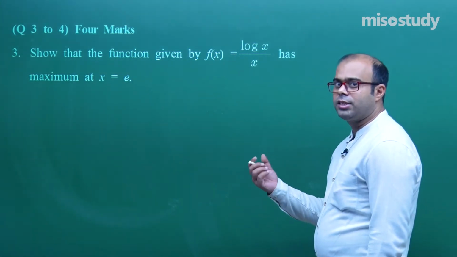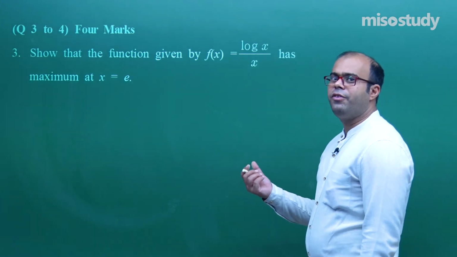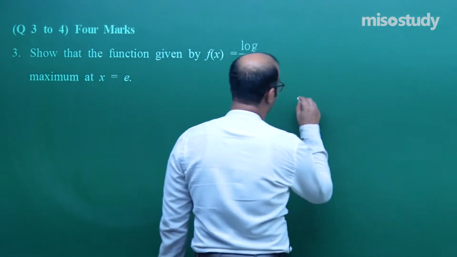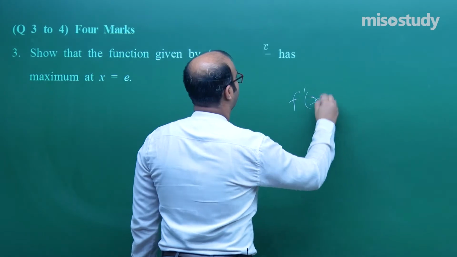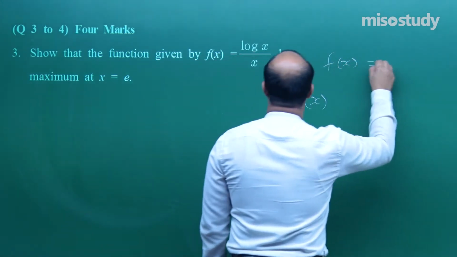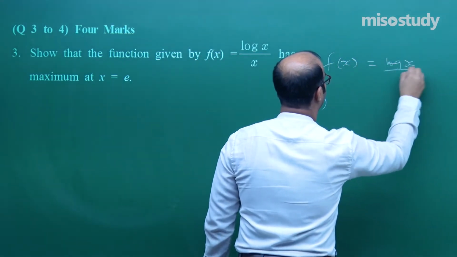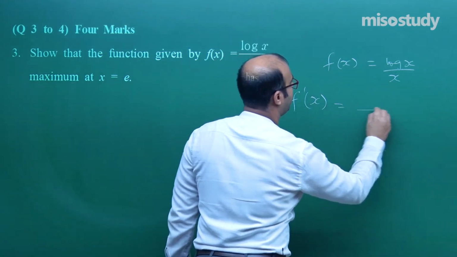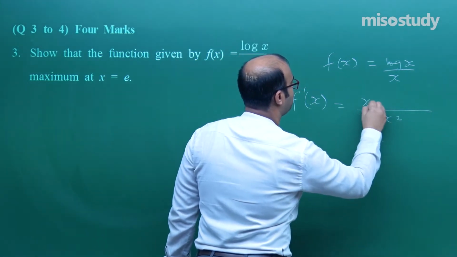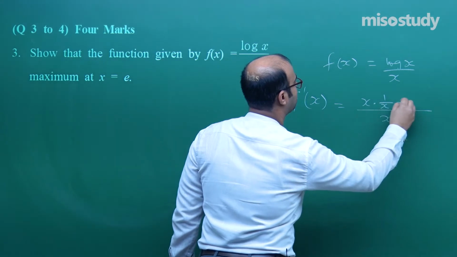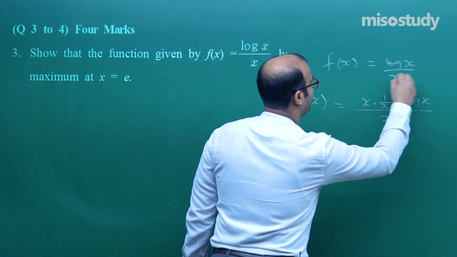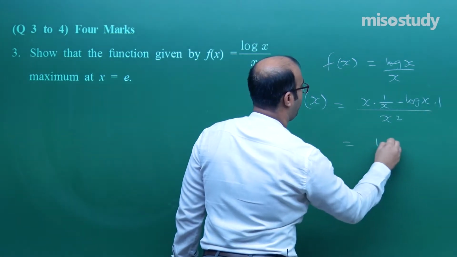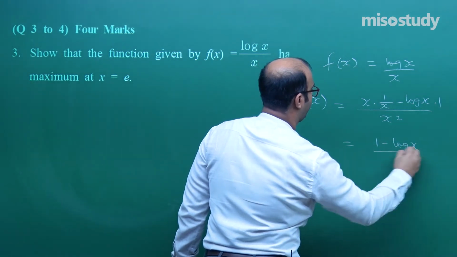First of all, for maximum or minimum, what do we do? We differentiate the function. So we will differentiate this function, and this function is log x by x, as you can see here. When you differentiate it, you will get x square in the denominator, and in the numerator x into the derivative of log x, which is 1 by x, minus log x, and the derivative of x is 1. So 1 minus log x by x square.